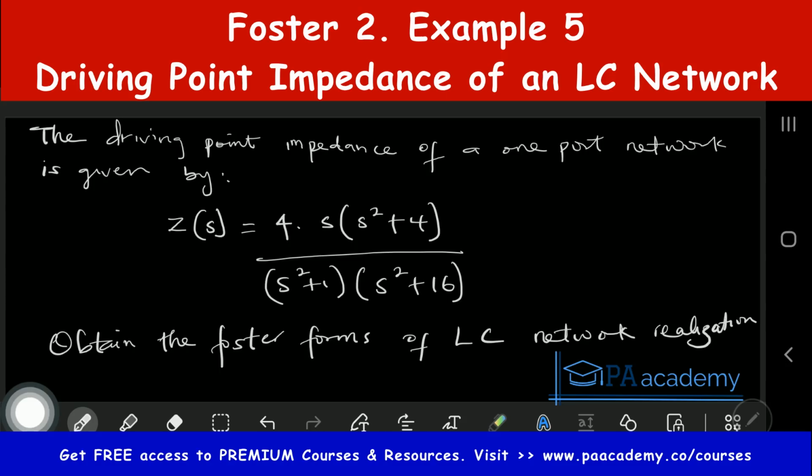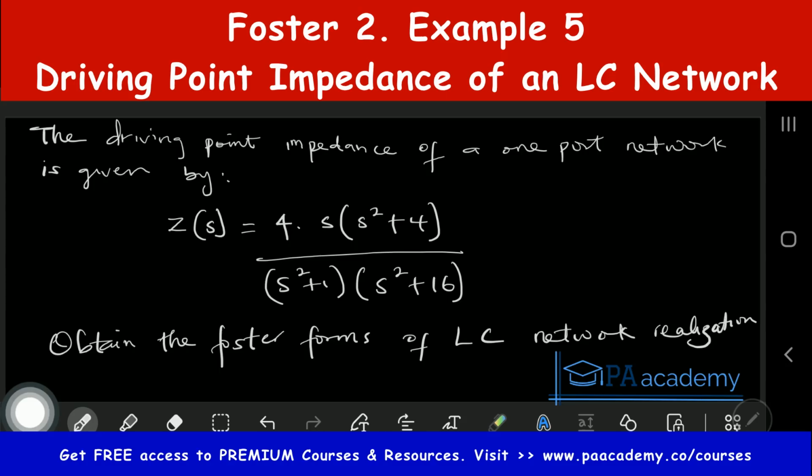And do make sure you watch the video to the end, because I'm also going to be giving you some important take-home points at the end of this video, because this is going to be the last example under Foster 1 and Foster 2. So I hope by now you are done with your solution. All right, so let's go ahead and do this together right now.